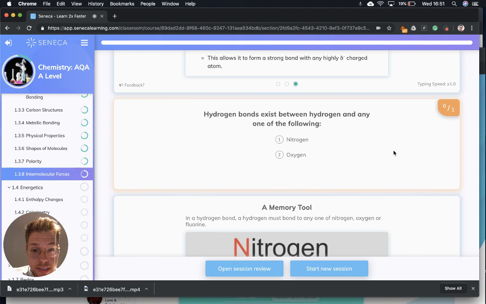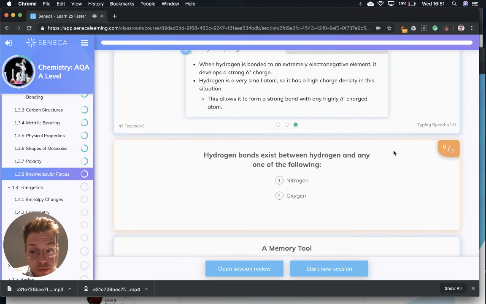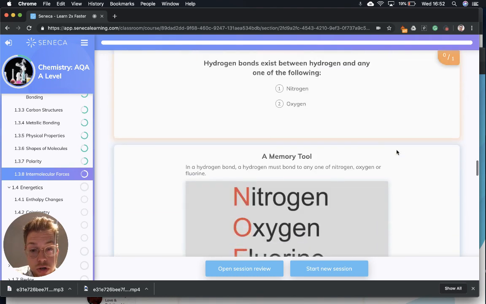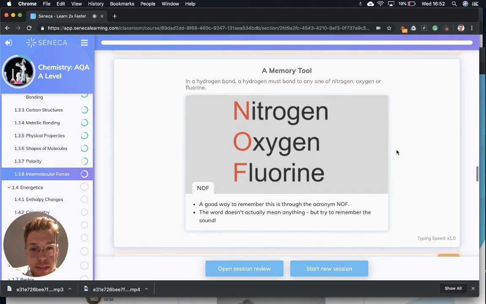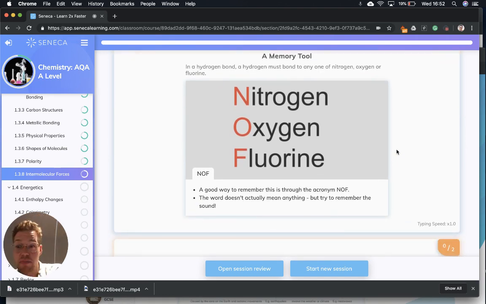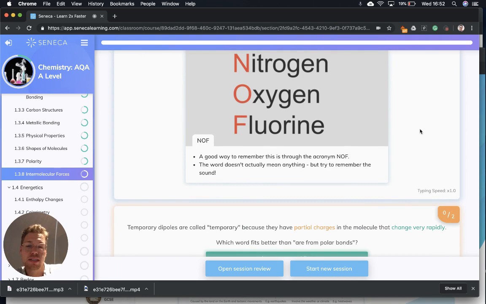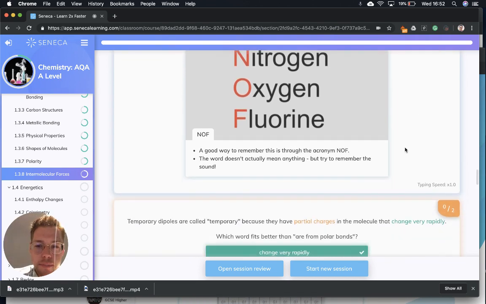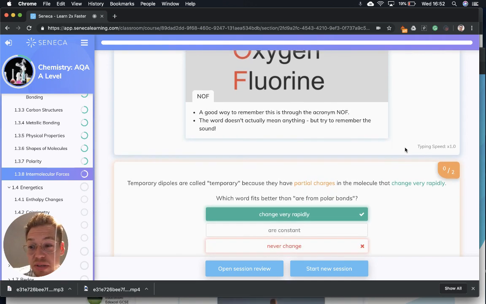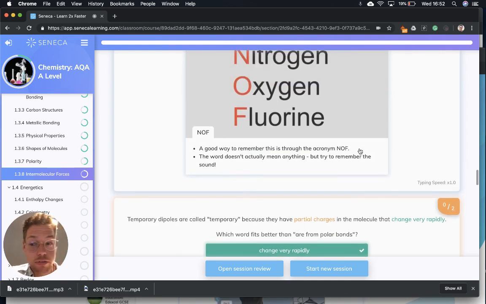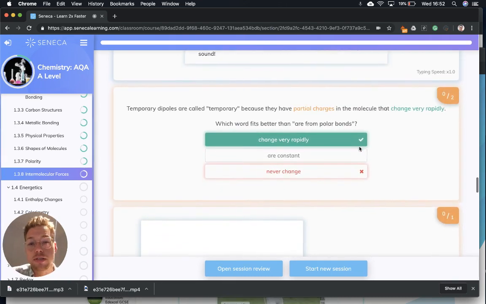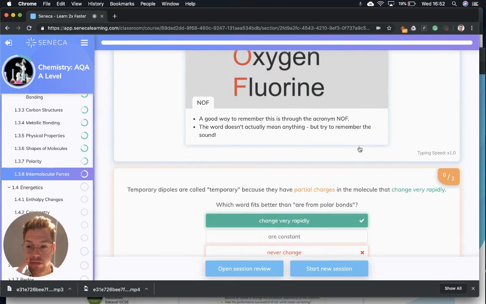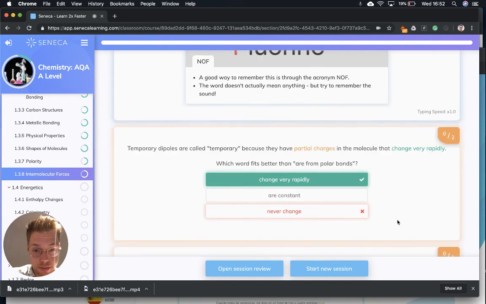So, hydrogen bonds exist between hydrogen and any of the following atoms: nitrogen, oxygen, or fluorine. NOF, if you want to remember it. I don't know what NOF means, the word doesn't mean anything, but remember the sound. NOF, NOF, NOF. So nitrogen, oxygen, fluorine, NOF, are the atoms with which we can get hydrogen bonding.